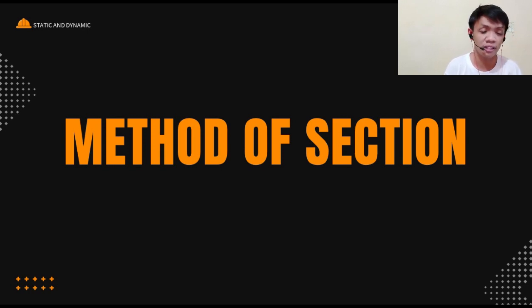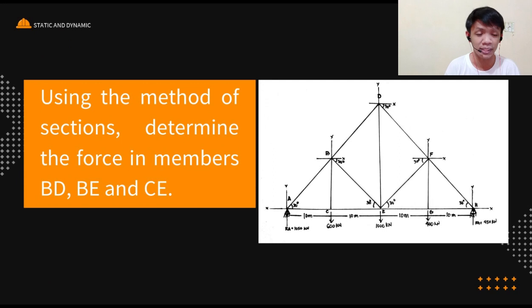Also, for analysis of structure, we also have method of section. So, sa method of section, gagamitin natin yung same example na ginamit sa method of joints. Pero dito, i-identify natin yung forces nila gamit yung mga members. So for example problem of method of section, here is the problem. Using the method of sections, determine the force in members BD, BE, and CE.